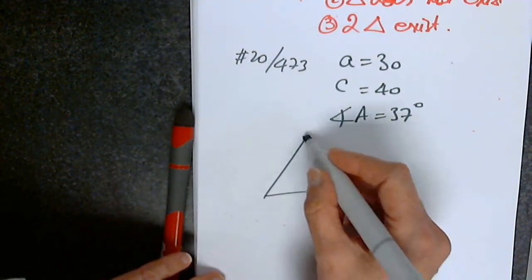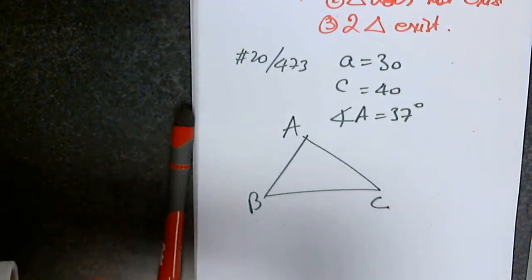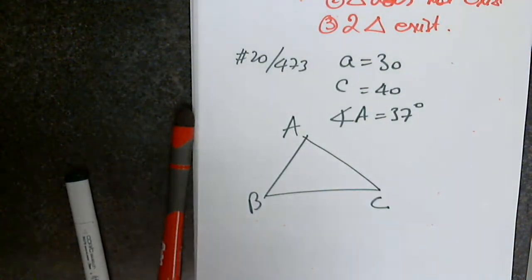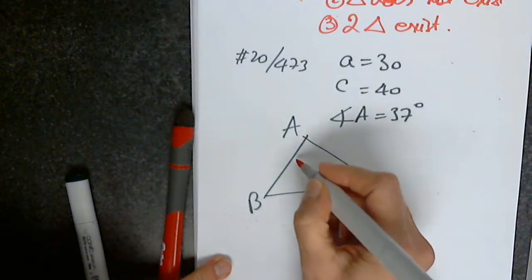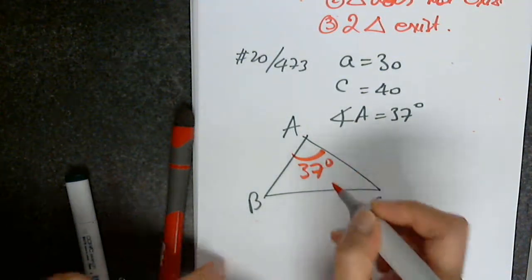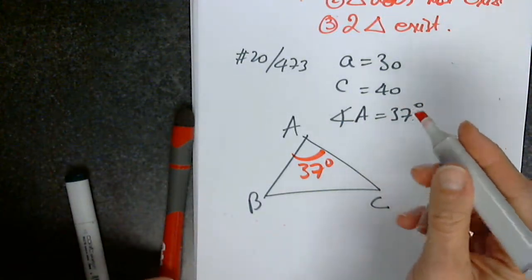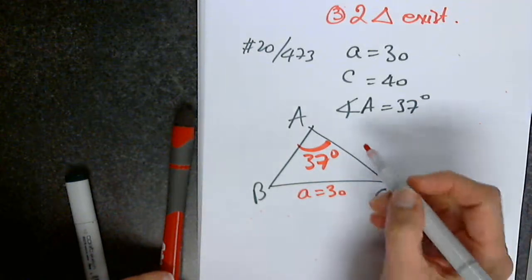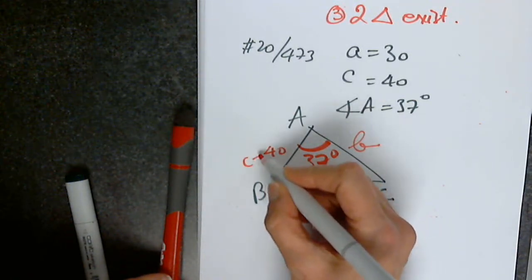I have to draw a triangle. I have to label the vertices and very carefully find and place the information in the correct spot. So angle A is 37, that's 37 degrees. The opposite side is 30, a equals 30. B is unknown, I can write b. c is given to be 40. c equals 40.